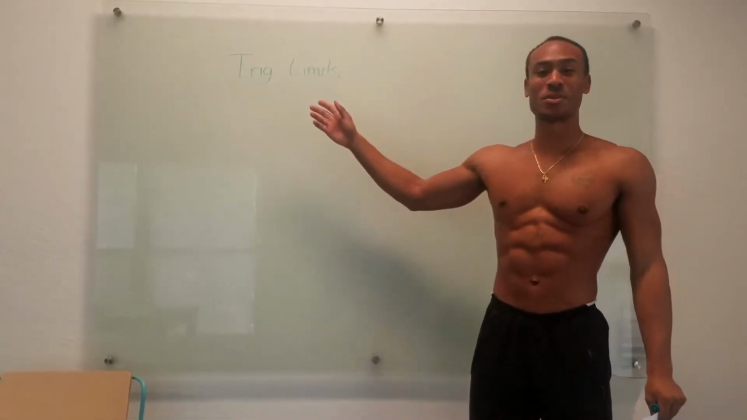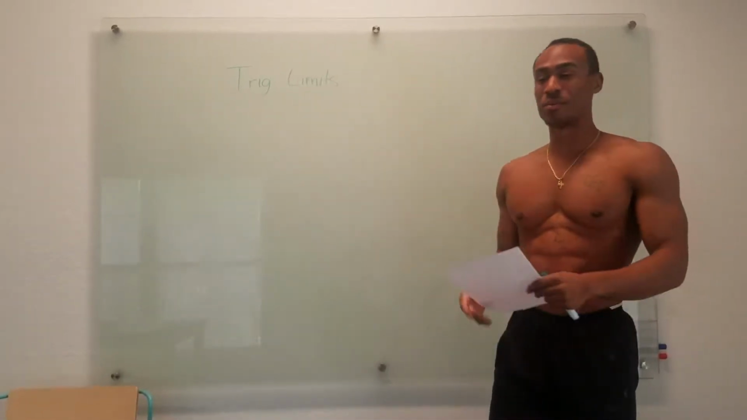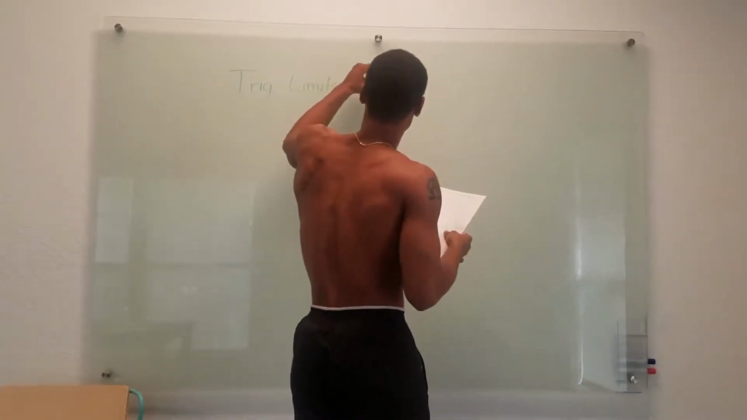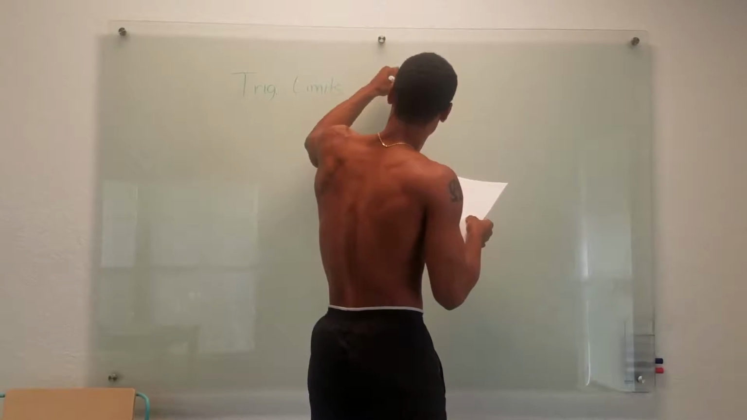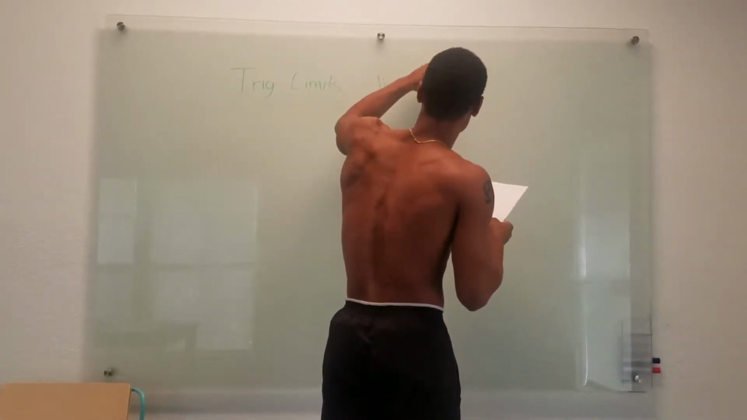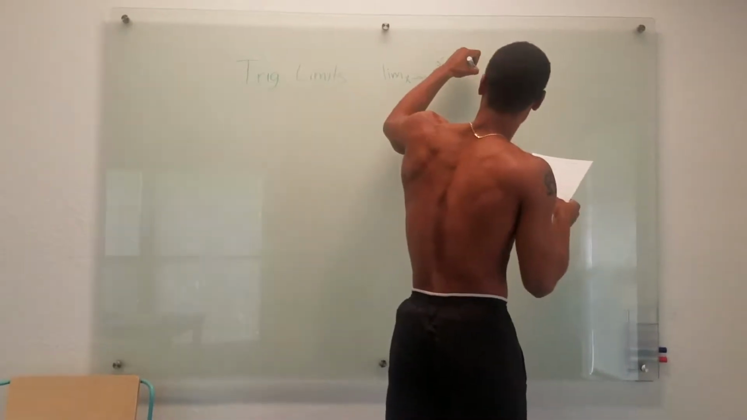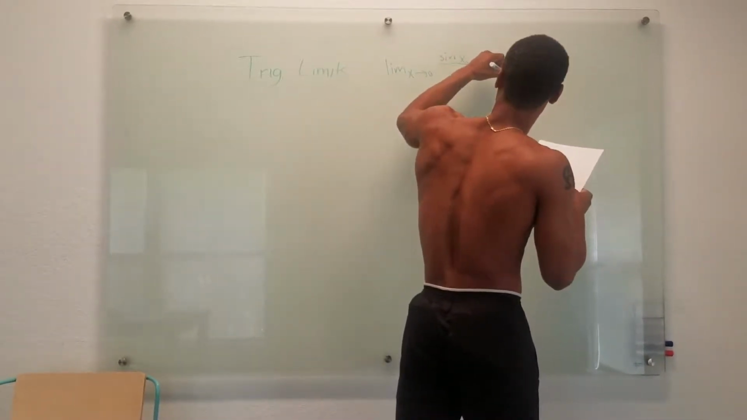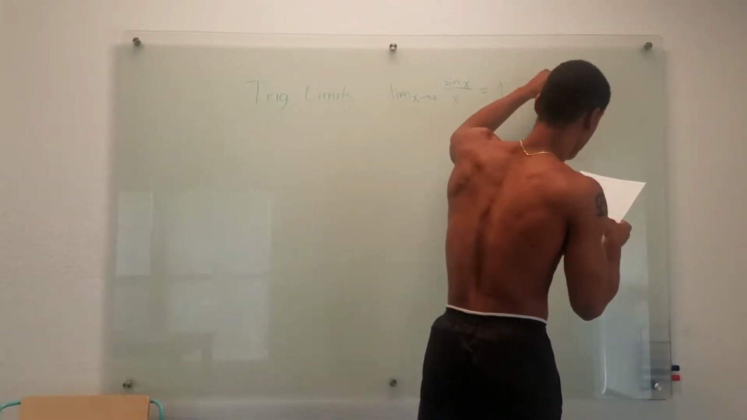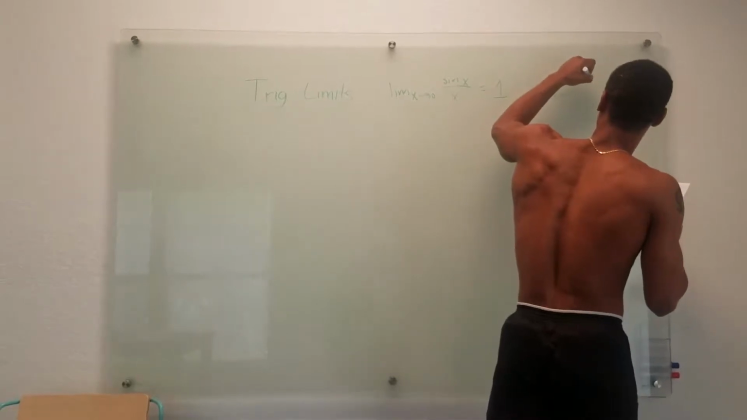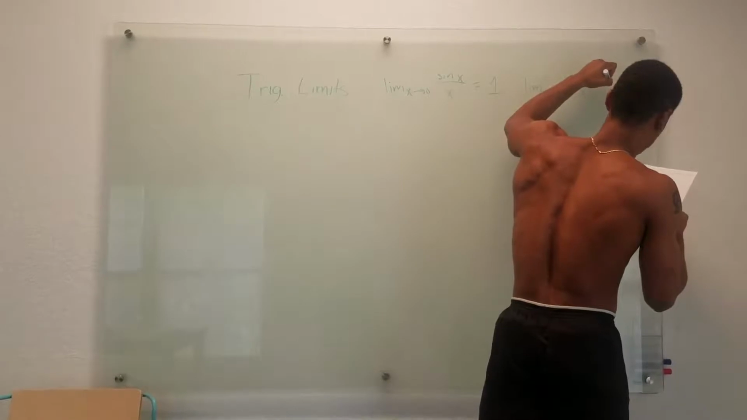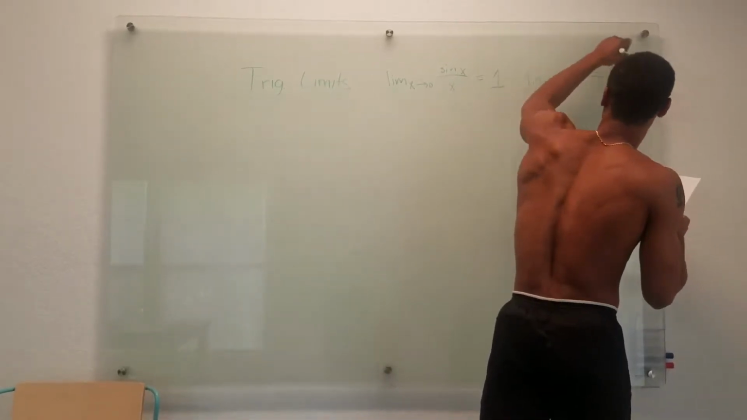Alright guys, the last thing I'm going to talk about is trig limits. And right off the bat, I'm going to write two at the top. We got the limit as x approaches 0 of sine x over x equals 1. And the limit as x approaches 0 of 1 minus cosine x over x equals 0. And I put these in a box.